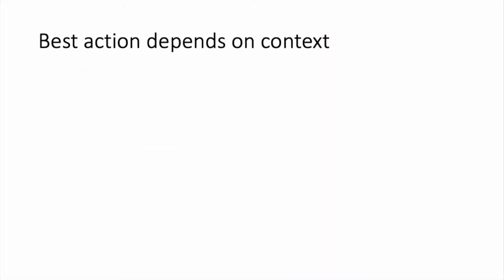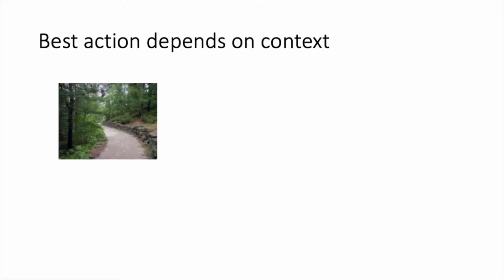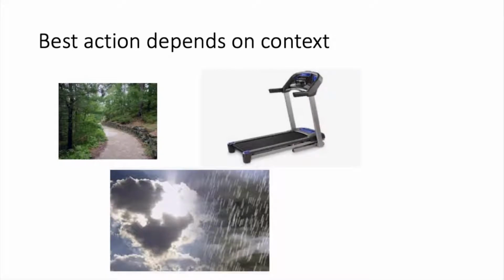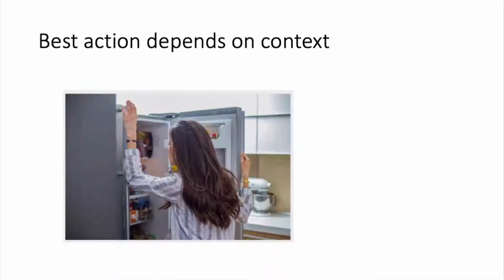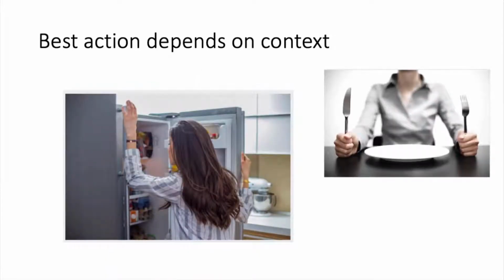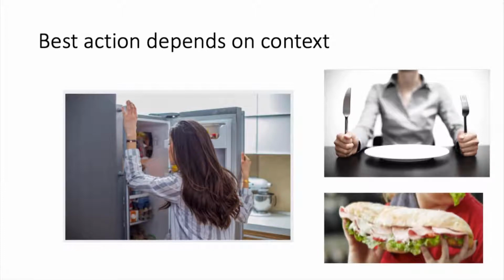The idea that the best action depends on context is consistent with our life situations. For example, whether to go for a run outside or in the gym depends on the weather. What we should eat for our next meal would depend on how hungry we were and what we already ate that day. In reinforcement learning, the context is the current state of the environment and can also include past states.